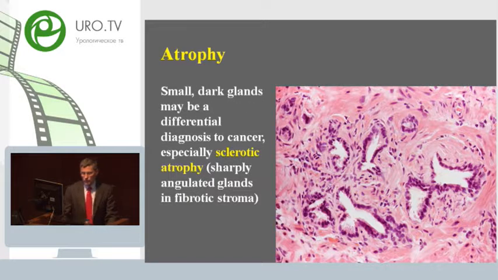It can be rather challenging to diagnose atrophy when you have a stromal reaction like this, with often some chronic inflammation and some desmoplasia. These glands get squeezed, so they look very sharp. They may look dissecting, even more so than a small prostate cancer. But again, the cells here are very small. The nuclei are very small.